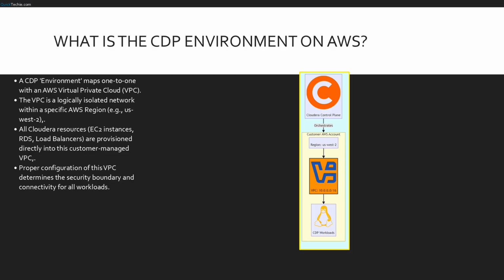Visualize the relationship here. At the top, the Cloudera control plane sends orchestration commands. These land in your AWS account. Inside a specific region, like US West 2, lies your VPC. This VPC is the container. Inside that container, the actual CDP workloads, the virtual machines, and databases are deployed. The VPC acts as the secure perimeter for your data.